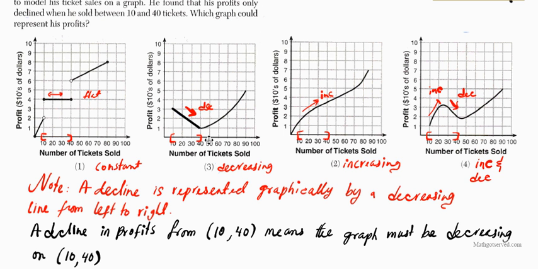Option 2 is decreasing. Actually, option 3. So the correct answer is option 3. Option 2 is increasing on that interval, and option 4 is increasing and then it decreases. The correct answer is the one that is strictly decreasing on the interval from 10 to 40. So that's why our answer for question number 1 is option 3.